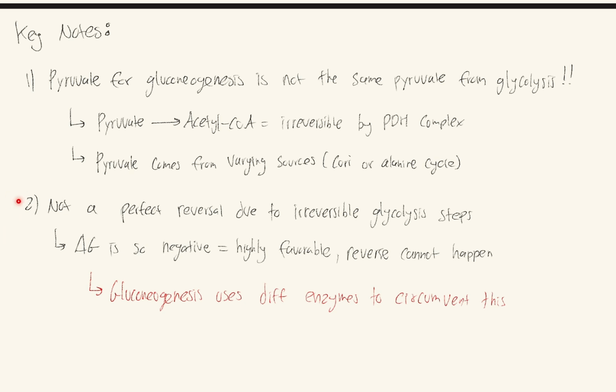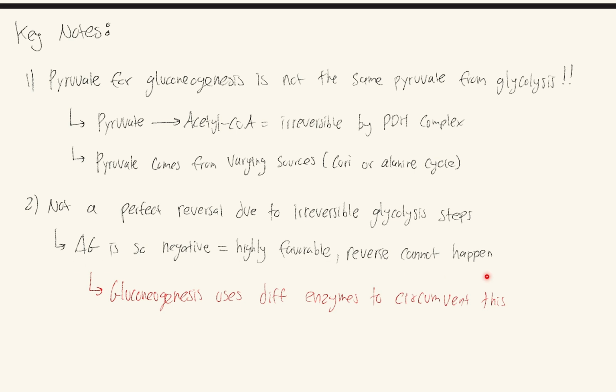The second point I would like to emphasize is this is not a perfect reversal of glycolysis, and this is due to the irreversible steps. I would like to further emphasize what an irreversible step is. Delta G in an irreversible step is so negative that it's highly, highly favorable to go in one direction, which is the forward direction. So much so that the reverse theoretically or essentially cannot happen. So gluconeogenesis uses different enzymes to circumvent this. Circumvent just means to overcome this.